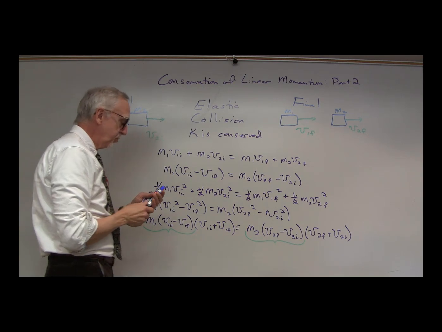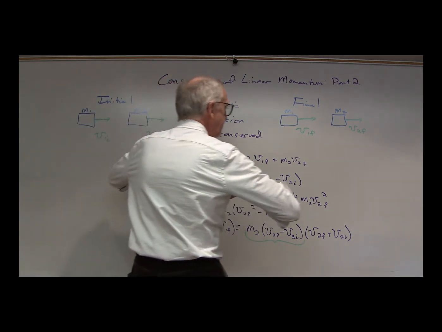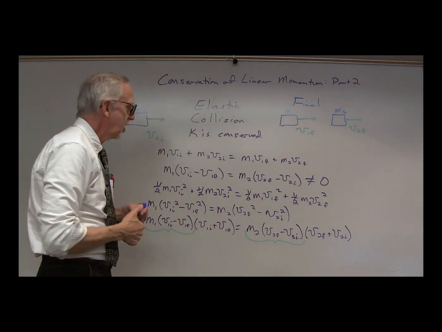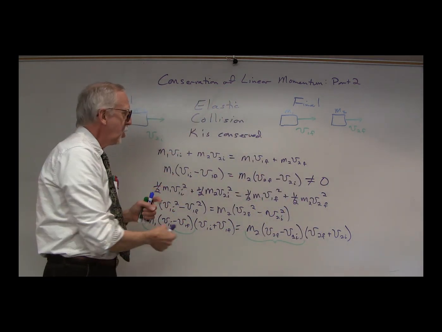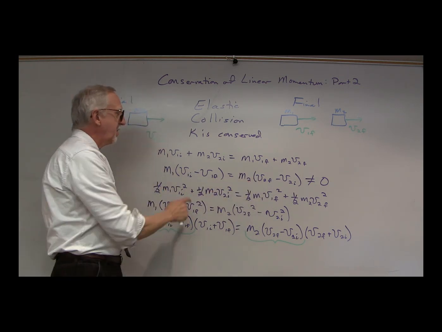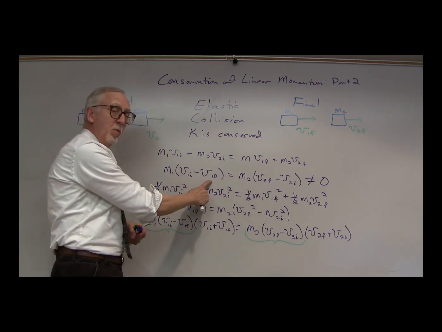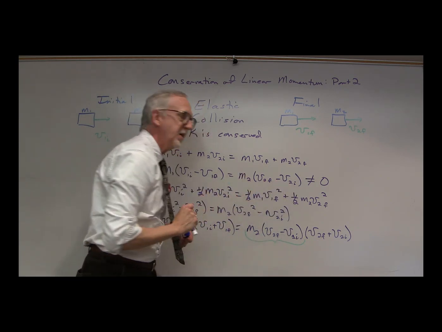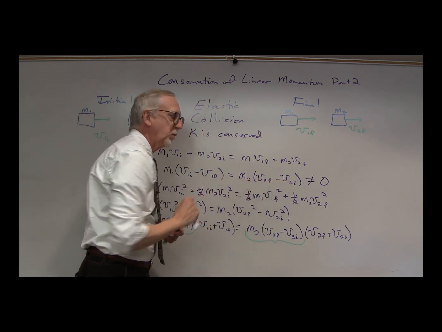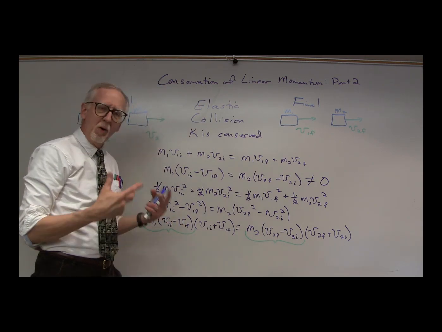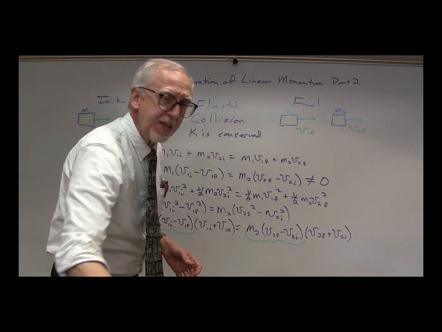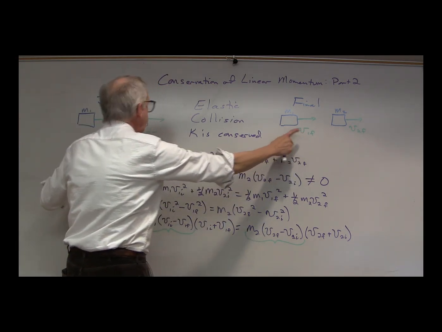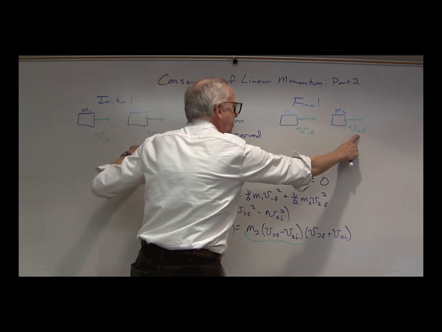So let's assume that these are not equal to 0. So what does that mean? When would these be 0? Well, both of these would be 0 if V1 initial was equal to V1 final and V2 final was equal to V2 initial. In other words, V2 initial was equal to V2 final. Well, what would that mean? When would that be the case? When would V1 initial equal V1 final and V2 initial equal V2 final?